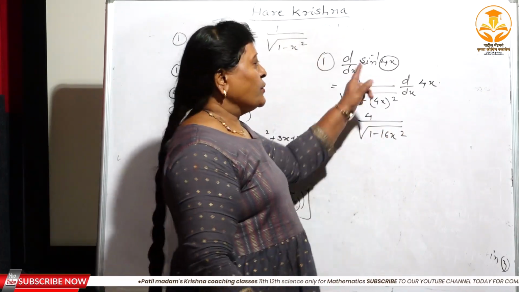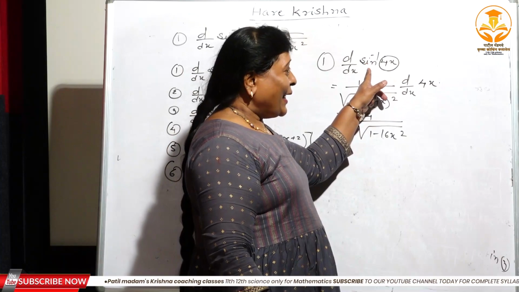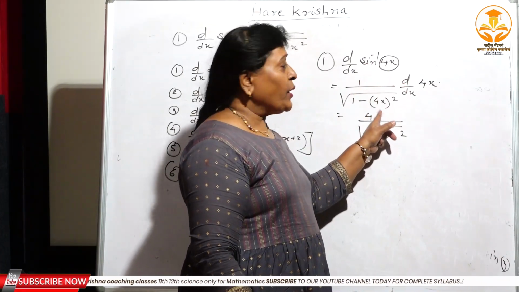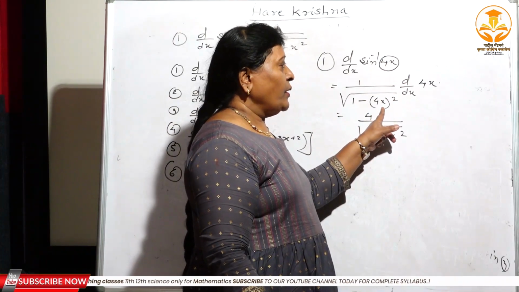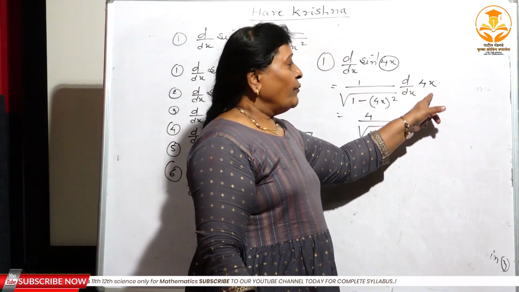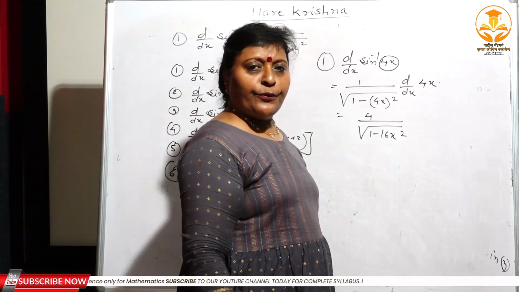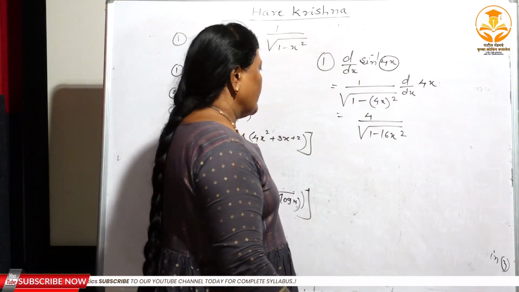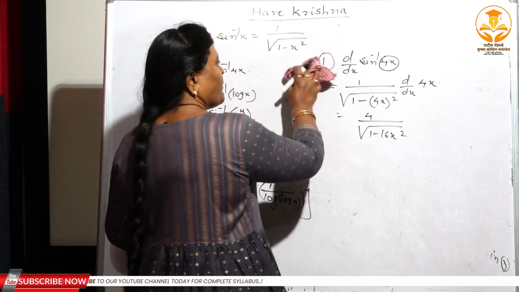Got it? Here you have to substitute u. The derivative of sine inverse u, that is 1 upon root of 1 minus u square, means what here? 4x whole square. And d/dx of 4x. What is the derivative of 4x? That is equal to 4. 4 divided by root of 1 minus 16x square. Right? This is the solution of the first one.